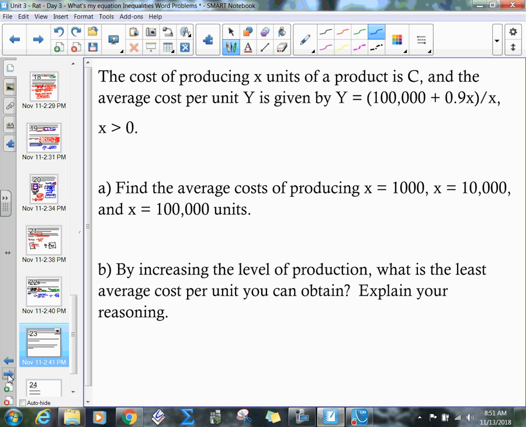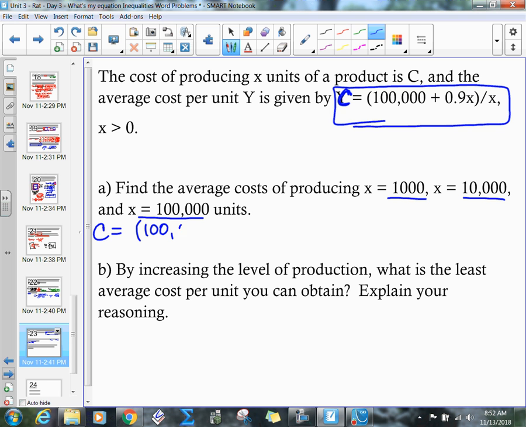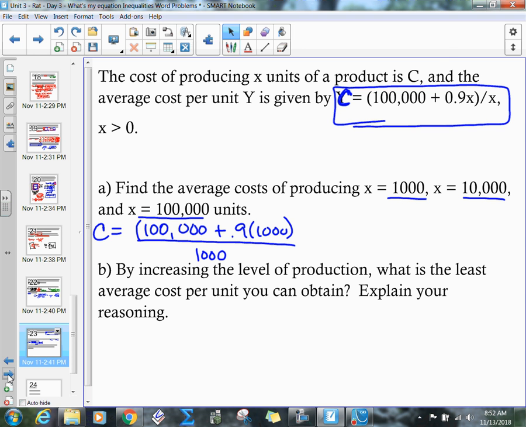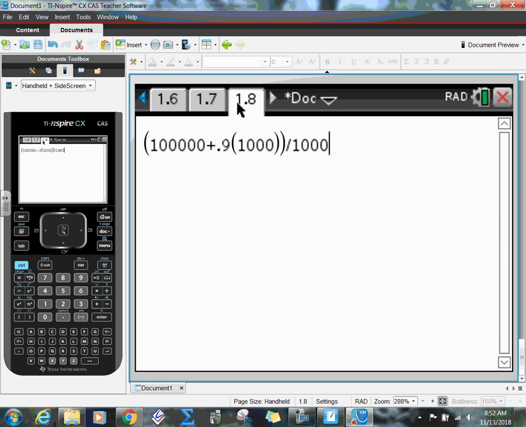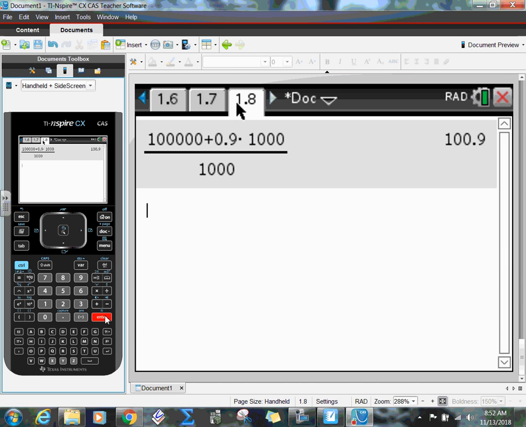Okay. Last one here. The cost of producing x units of a product is this cost C, and the average cost per unit is given by this. So this should be a C. I don't know why that's a Y. This is your formula again, and you're trying to plug in and find out what happens when you produce 1,000, 10,000, or 100,000 units. So I'm going to just calculate the cost for 1,000. I'm plugging in 100,000 plus 0.9 times 1,000 into my calculator, and then I have to divide by 1,000. And if you plug that into your calculator, I'm getting that it costs $100.90.